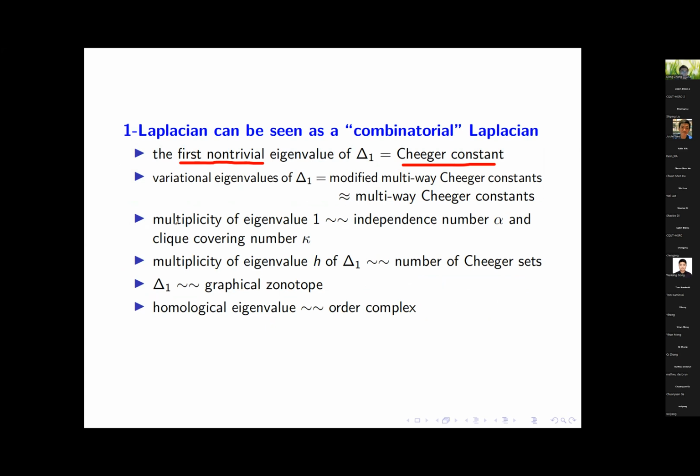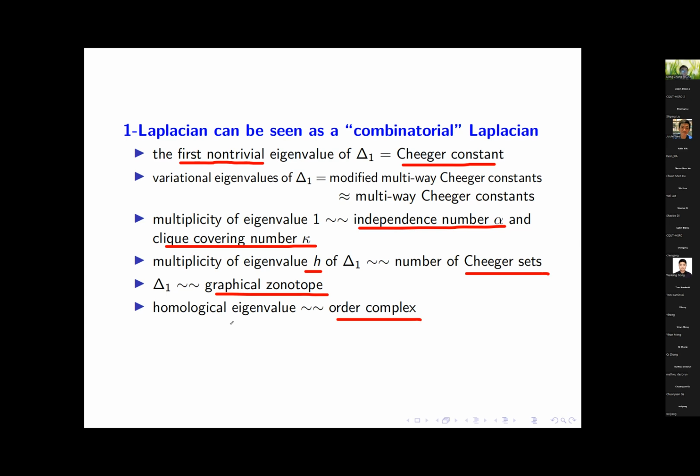And the multiplicity of the eigenvalue 1 has a deep relation with the independence number alpha and the clique covering number kappa of the graph. And the multiplicity of the second eigenvalue lambda 2 of the 1-Laplacian has much relation with the number of Cheeger sets. Okay, and the 1-Laplacian itself can also be seen as a graphical simplicial-valued map. And moreover, homological eigenvalues are closely related to the order complex of the graph itself.